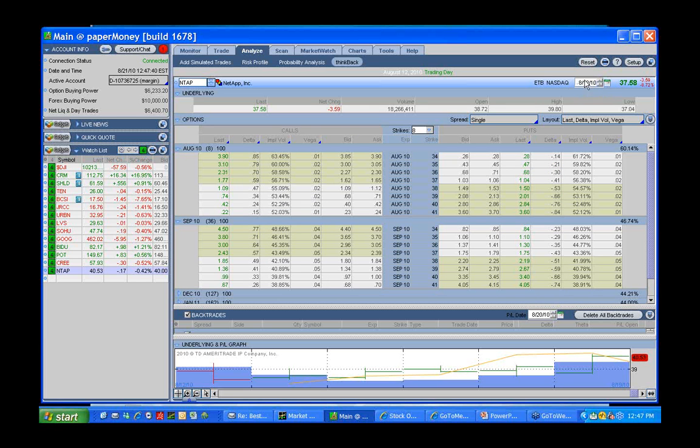Now this is back on the 12th, okay? And I picked this example because it's a great example. This is NetApp, NTAP. It's a great example this week of what can happen with volatility and how drastically it can affect your profits. NetApp came out with earnings this week, and they did pretty good.